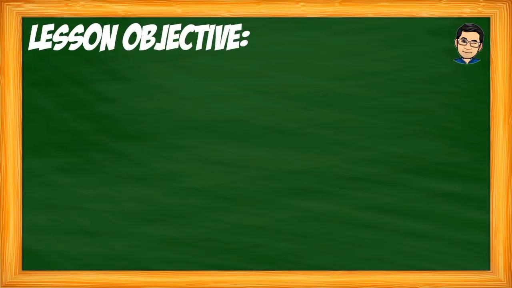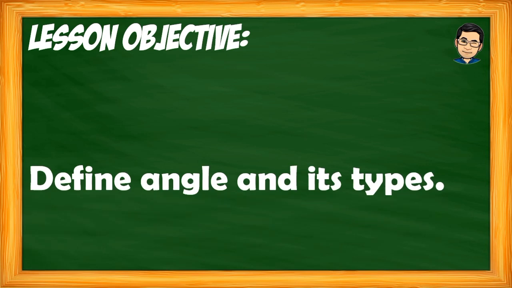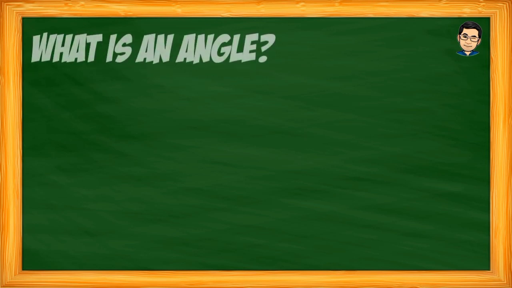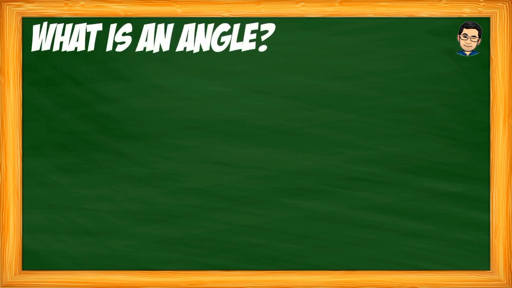So let us have the lesson objective. So we will define angle and its types. So before natin i-describe or i-classify yung different kinds of angles, of course, we should define first what is an angle. So before we proceed to measurement of angle, let us first define what is an angle.